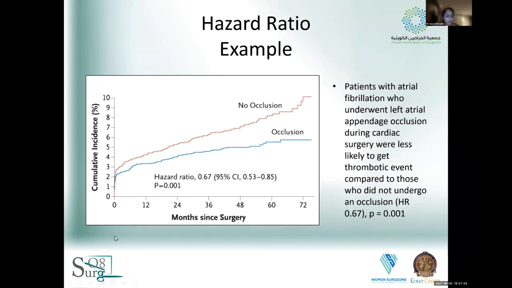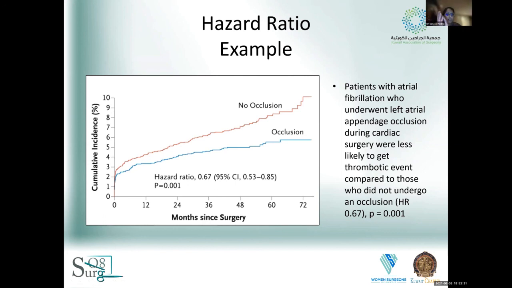And then on the y-axis, you have the cumulative incidence of an event occurring. This event could be death, it could be whatever. In this case, it was thrombosis. So they looked at patients from day 0 to month 72. And then every time one of them got a thrombotic event, you can see the graph go higher and higher. Now, in this case, the patients in orange or red had no occlusion procedure performed, and the blue had an occlusion procedure. So what you see is the 2 curves separating.